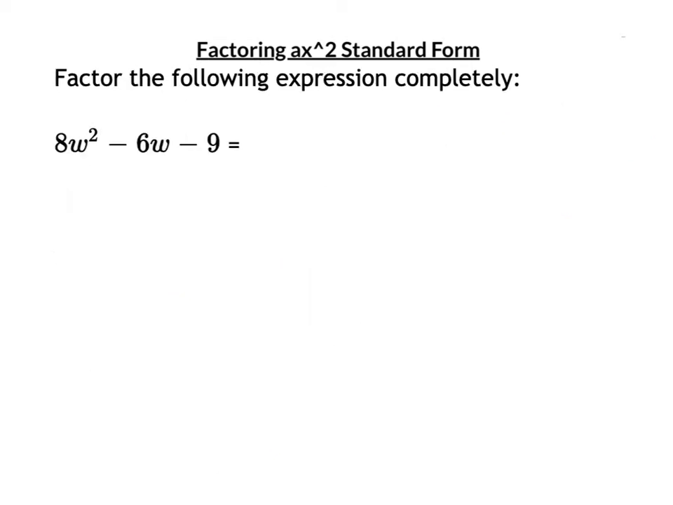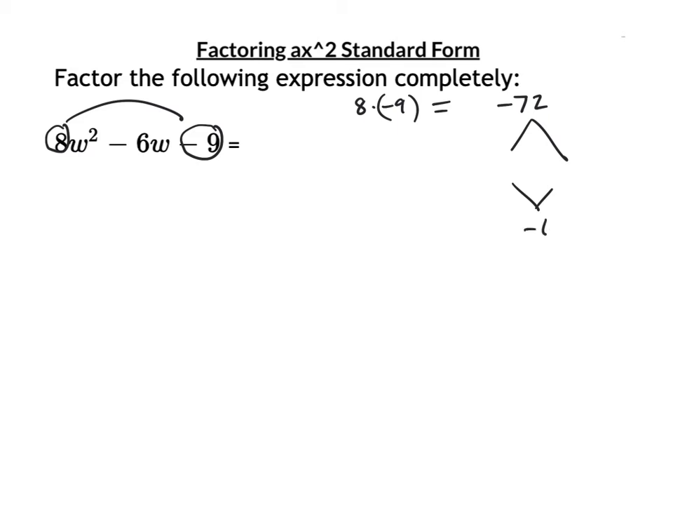And we get one with the last sign negative. The process is exactly the same. I take 8 times negative 9, and that gives me negative 72. So I need two numbers that multiply to negative 72, but when I add them, they add to negative 6.